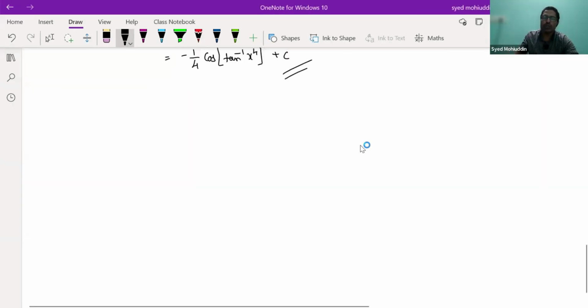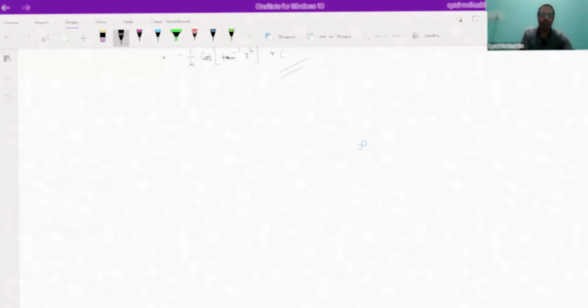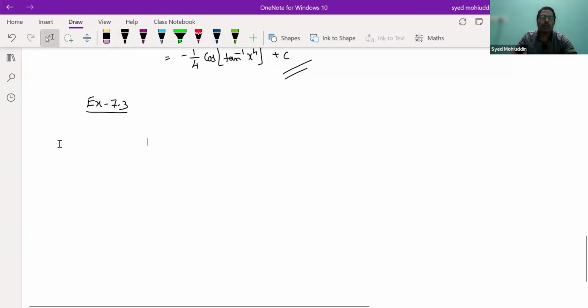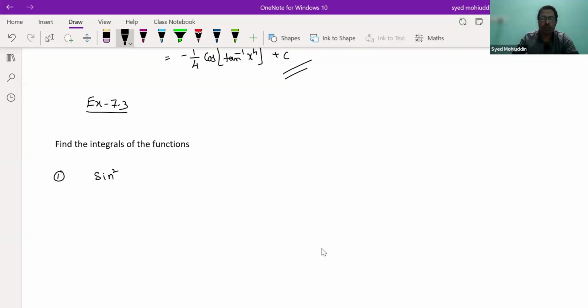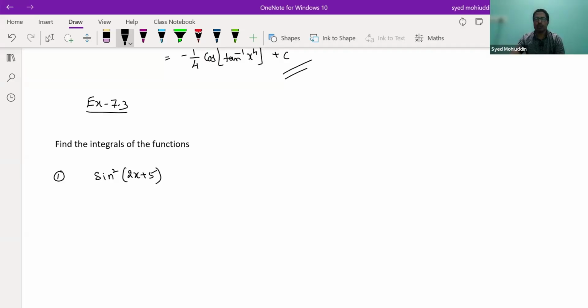So moving on to the next exercise, exercise 7.3. Find the integrals of the function. It's a common question, so let us start with the first one: sine square of 2x plus 5. I need to integrate this one, so we'll try to find out this integral.